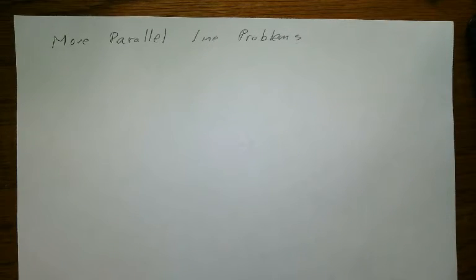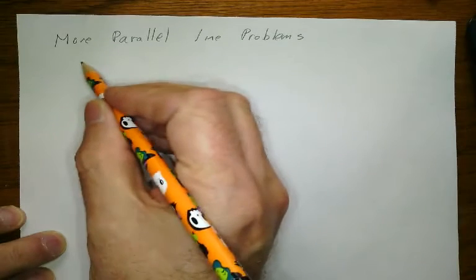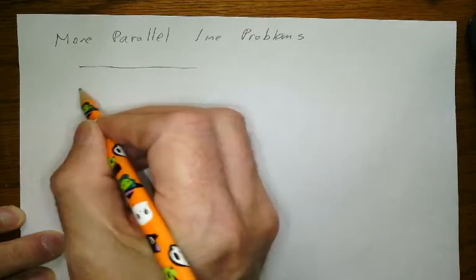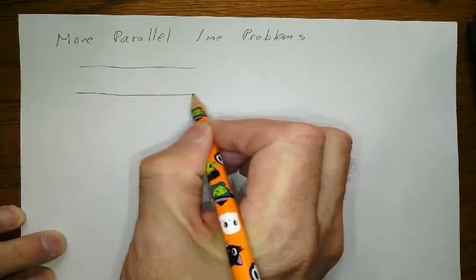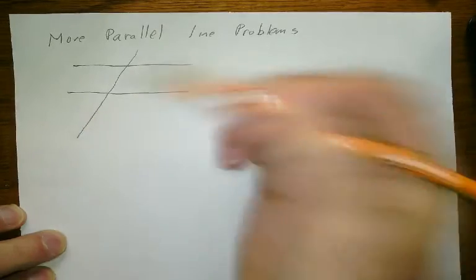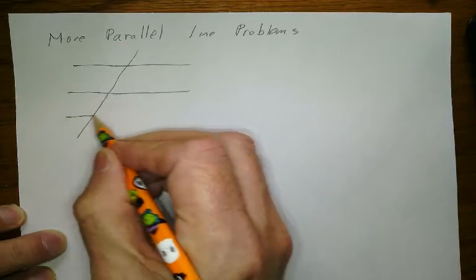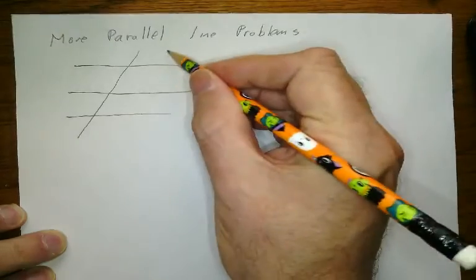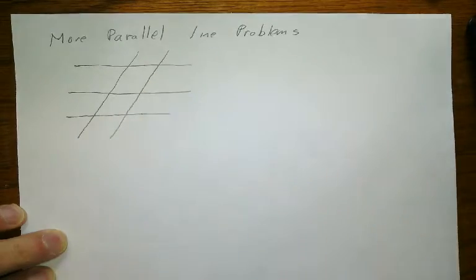Hello. We're going to do more parallel line problems today. A little more complicated diagrams than in the past. So let's start off with something that looks like this. We can have a couple parallel lines like before with the transversal, but what we can do is make more than one parallel line. We can have a situation like that.